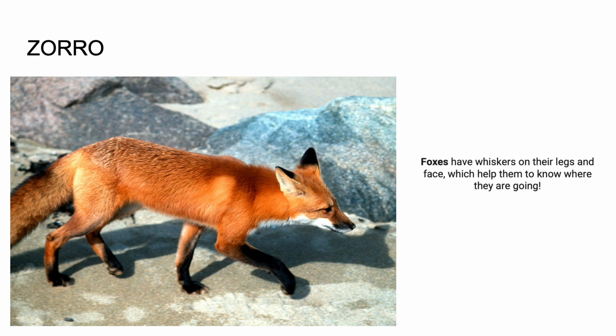Next we have zorro. Okay, the Z sounds kind of like an S, all right? Zorro. Okay, so foxes have whiskers on their legs and their face, which helps them to know where they are going.